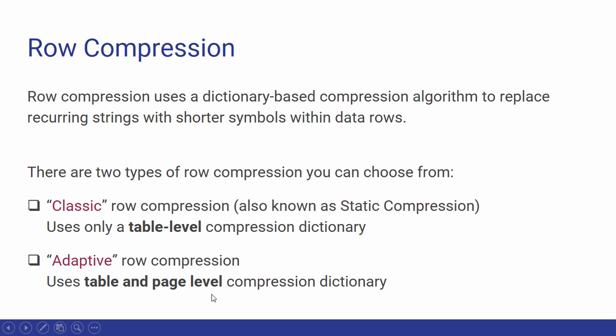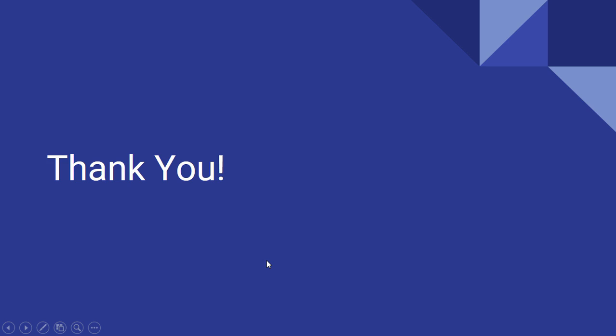In the upcoming lectures, we are going to focus on these two compression types, classic and adaptive. We'll also learn about what these compression dictionaries mean, how they work, how they are related to compression, and all the other factors that are related to compression in DB2. So that's it guys, let's move on to the next lecture and understand what is classic row compression and how it works in DB2. Thank you.